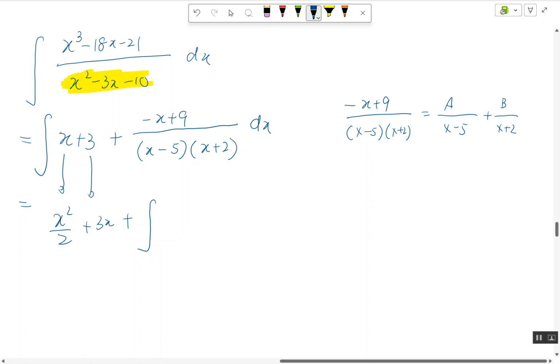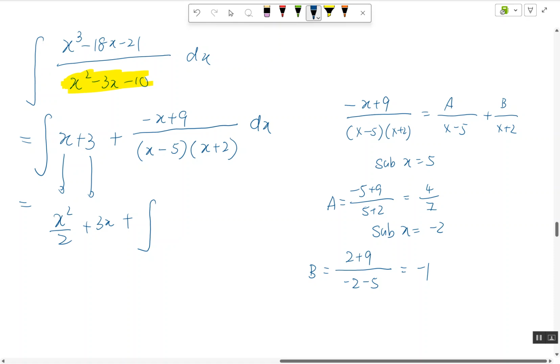You can use the cover-up method as well. Sub x equals 5 into my left-hand side, I'm going to get (-5 + 9) over (5 + 2). So this is my a, that will be equal to 4 over 7. Sub x equals negative 2 on my left side, I'll get (2 + 9) over (-2 - 5). That would be negative 1. So that's my b.